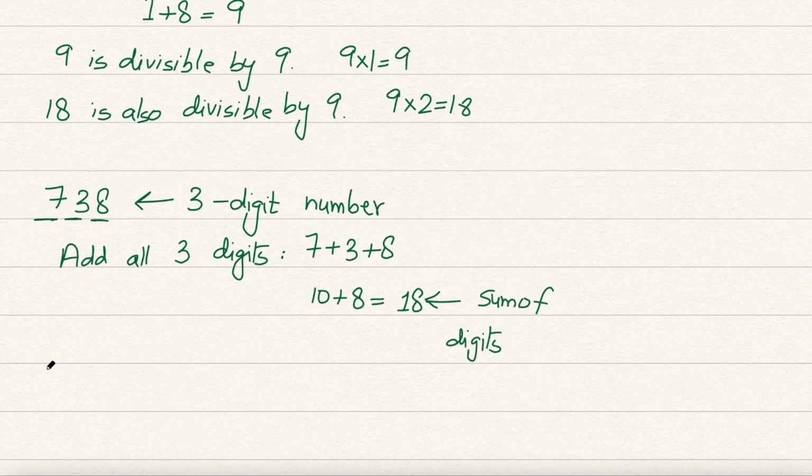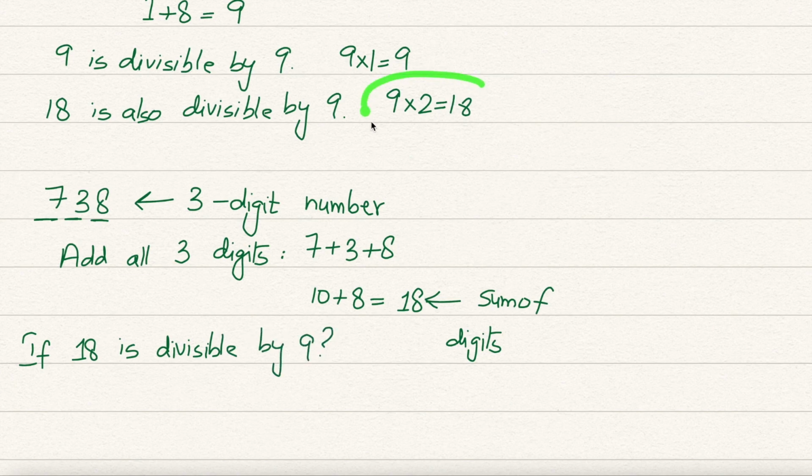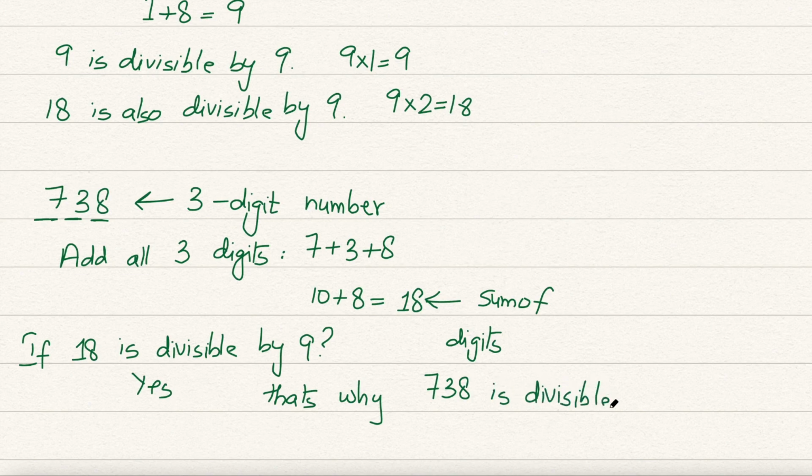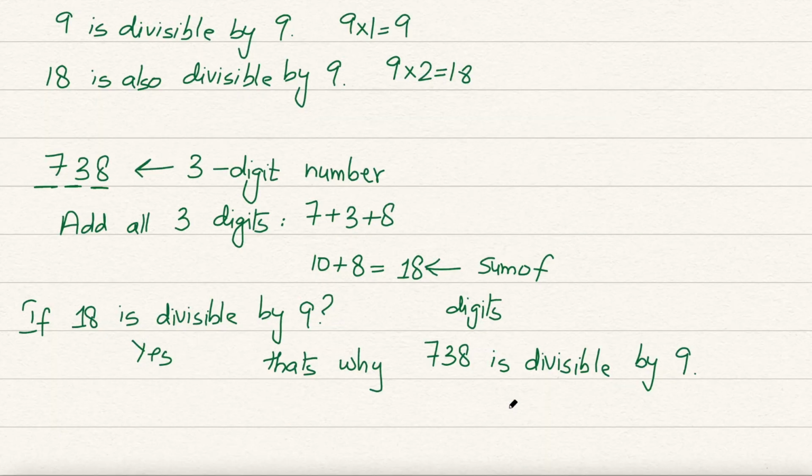We need to check and see if 18 is divisible by 9. We can see from here that yes, 18 is divisible by 9. 9 times 2 is 18. So yes, 18 is divisible by 9. That's why 738 is divisible by 9.